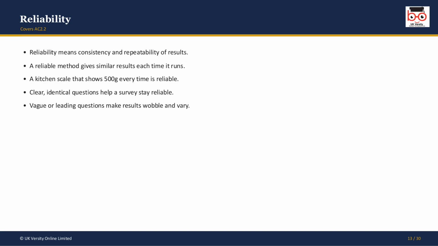Reliability is all about consistency. Would the method give similar results each time it's run? Picture a kitchen scale that reads 500 grams every single time for the same bag of flour. That's reliable. In research, clear, identical questions help a survey stay reliable, whereas vague or leading questions make the results wobble and shift from one person to the next.